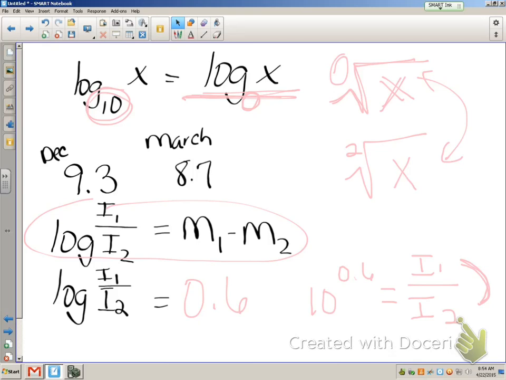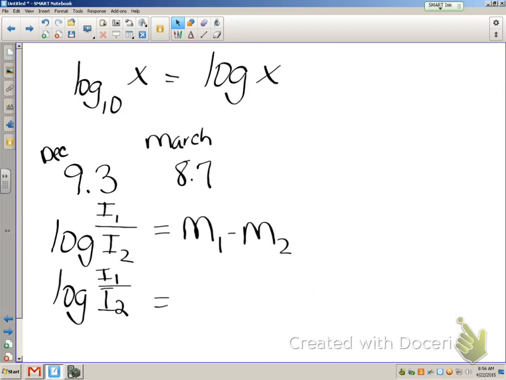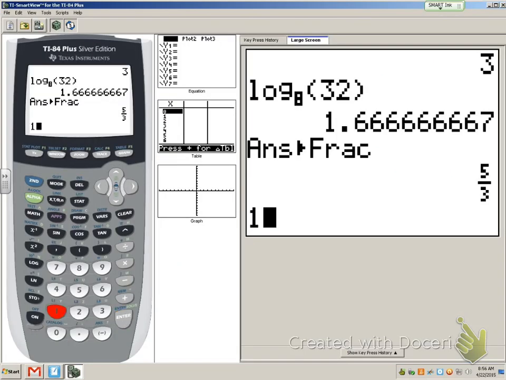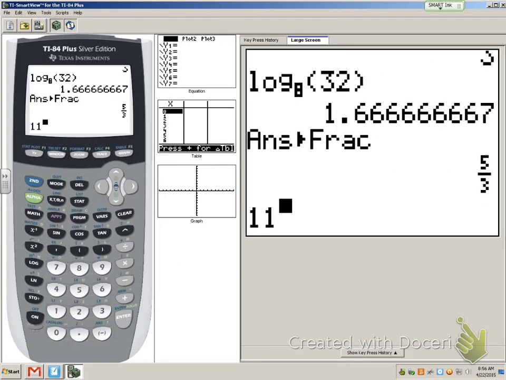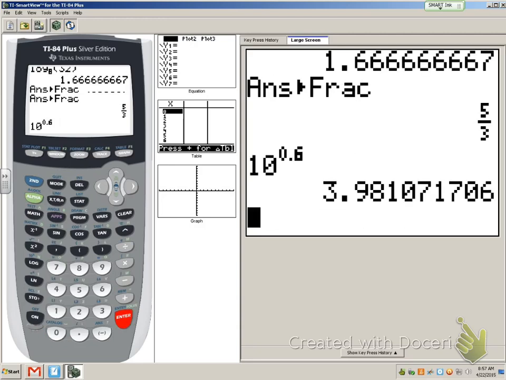Okay, so what is 10 raised to the 0.6 power? You can go back over here to our calculator and look at this. 10 raised to 0.6. Oops, I typed 11, didn't I? My bad. Ten raised to the 0.6 power is approximately 3.98, so it's 4.